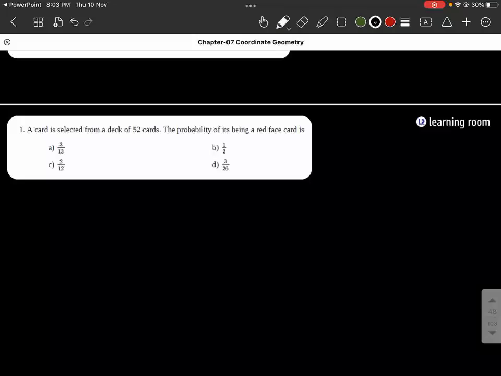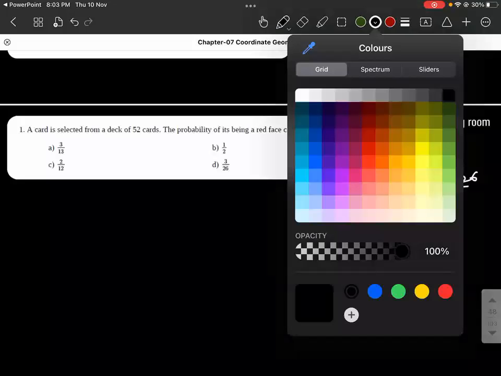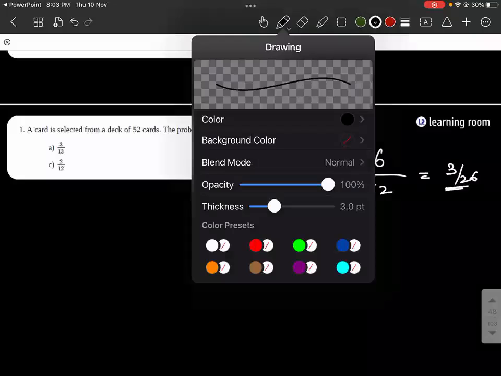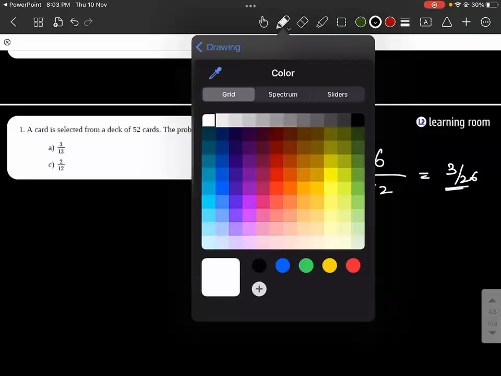So you have 6 red face cards. You can pick any of the 6 red face cards out of the 52 available cards. So what will be the answer? It will be 3 divided by 26. Is there an option? Guys, are you able to understand or not? Yes, sir.